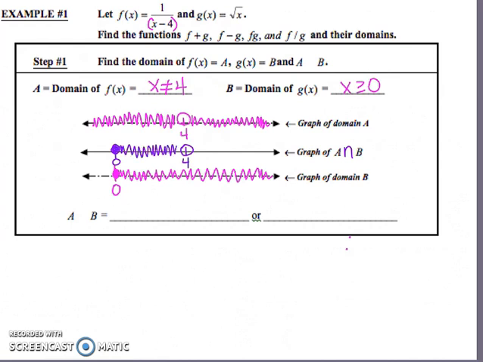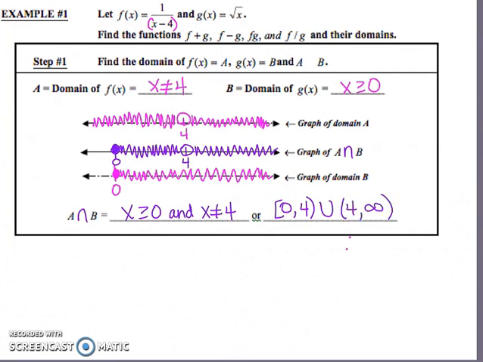So we've got this area filled in between 0 and 4 with a hole at 4, and then we go to positive infinity. So we would say that the intersection of A and B would be that x has to be greater than or equal to 0 and x cannot equal 4. If we wanted to write that as an interval, then we would say our first chunk there of our number line includes 0, but doesn't include 4. And then our second interval doesn't include 4 and goes up to positive infinity. So that's how we would write that in interval notation.